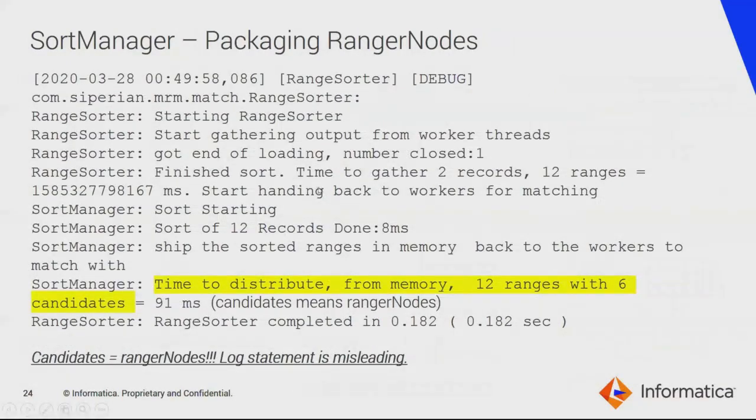So this is what packaging the Ranger nodes looks like. We try to distribute from memory these 12 ranges, and we generate 6 Ranger nodes for them. And remember what I told you, that this is a producer-consumer model, and at any point we're only looking at a small piece of the job. For large batch jobs or for normal-sized batch jobs, this sort manager won't actually finish until you're almost done matching. Because you remember, the slowest part of our matching process is the match threads. So they tend to block all of the upstream processes from completing. And so the sort manager is only going to be able to really finish near the end of the job, because there's not a lot of capacity in the queue that's between the sort manager and the Ranger workers.